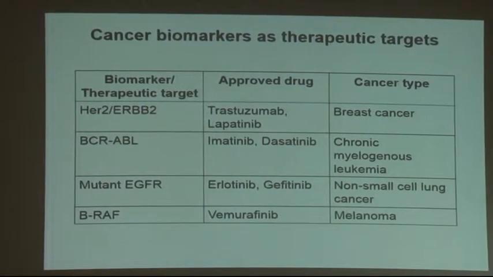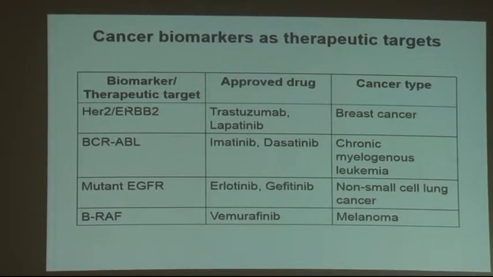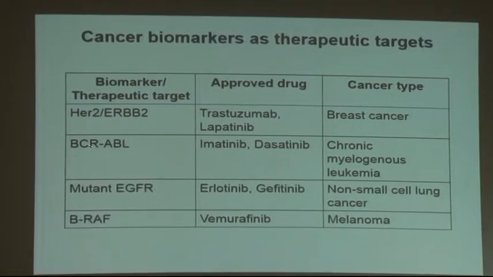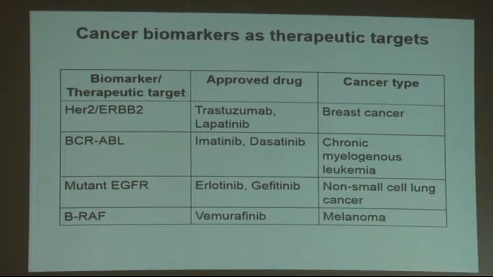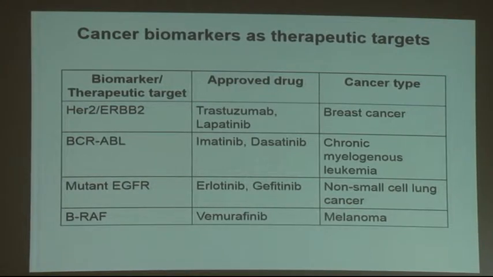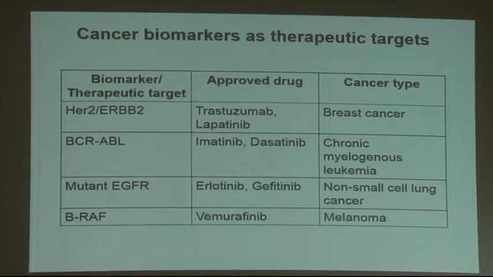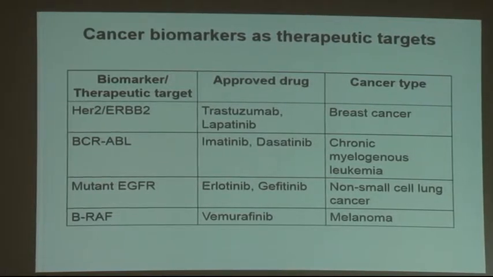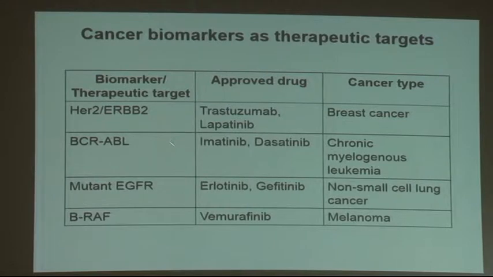And even some of the markers are therapeutic targets. If you look at HER2 or ERBB2, which is a target in breast cancer, BCR-ABL, again a fusion protein which is a target in CML, mutant EGFR, a target in lung cancer, BRAF, a target in melanoma. So there is a lot of activity and a lot of interest in understanding markers that show specificity as far as diseases are concerned, so that you can detect them as well as use them as targets to treat them.